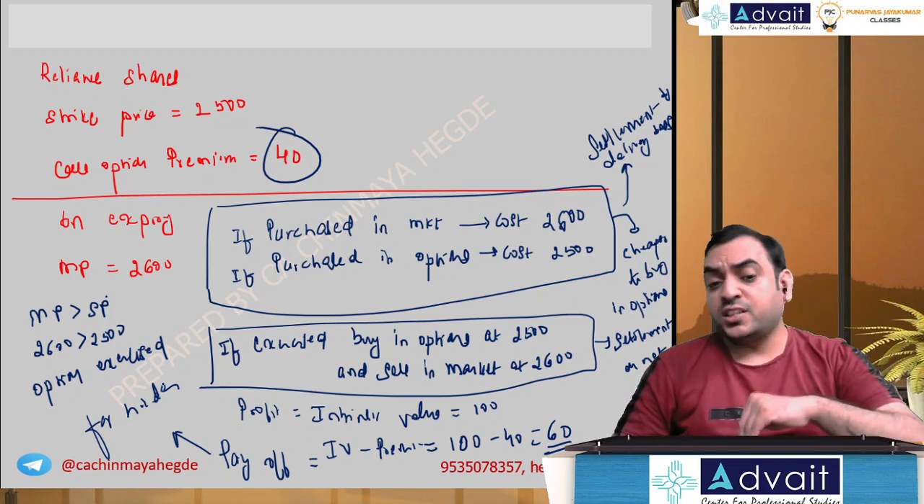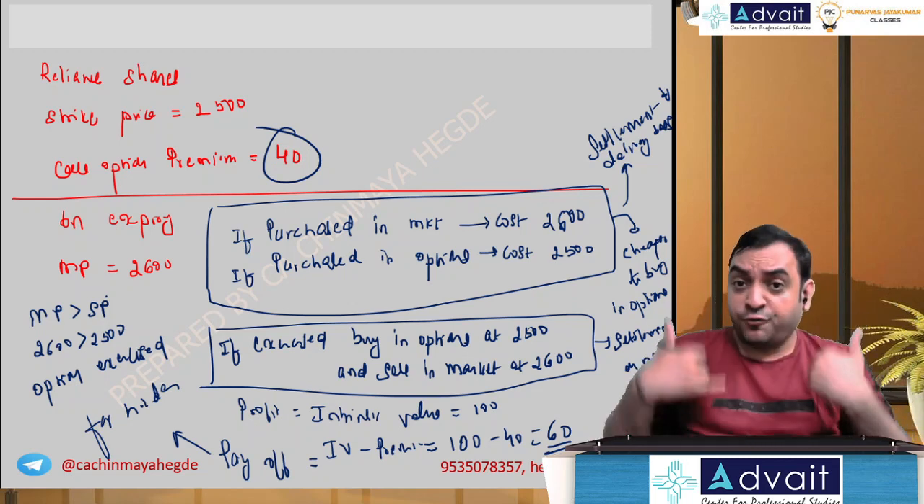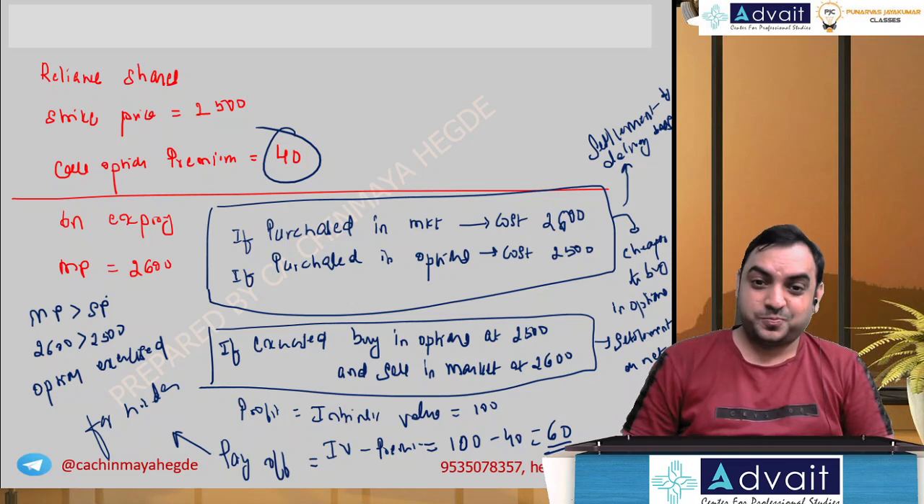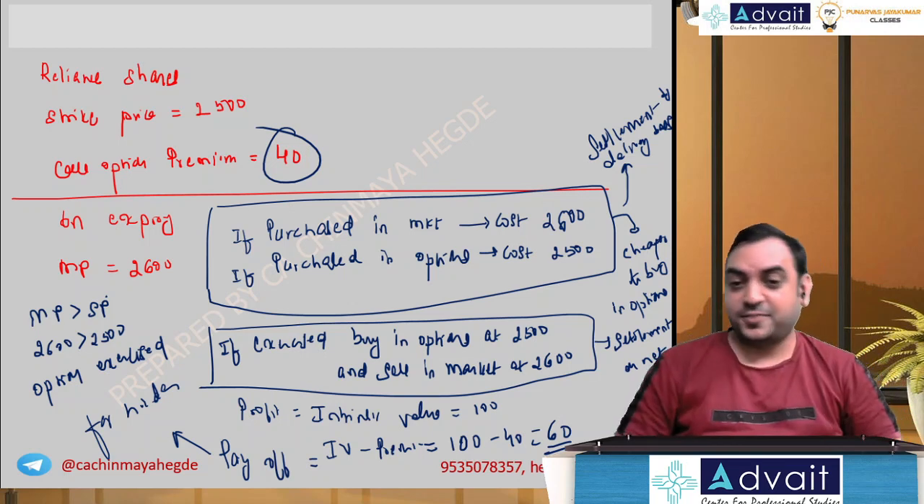The opposite happens for the writer, because for the writer, premium is inflow, but intrinsic value is outflow. It's opposite for the writer.